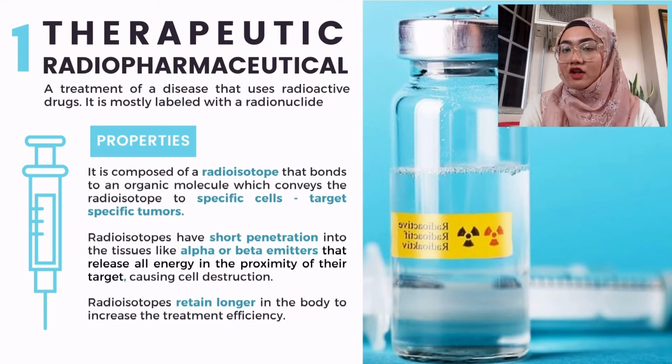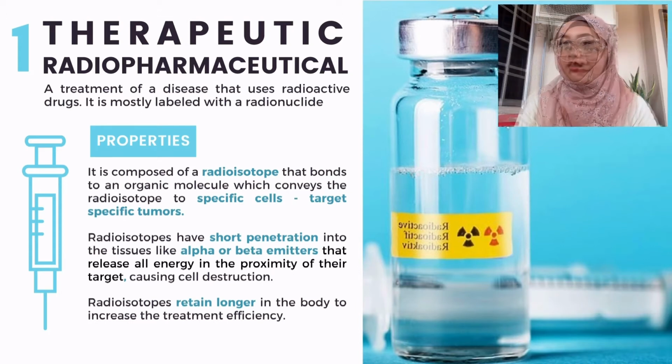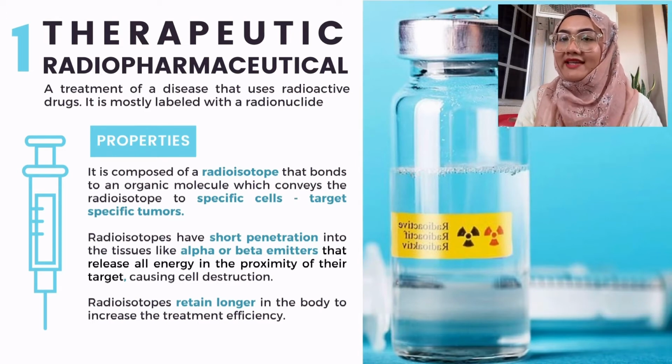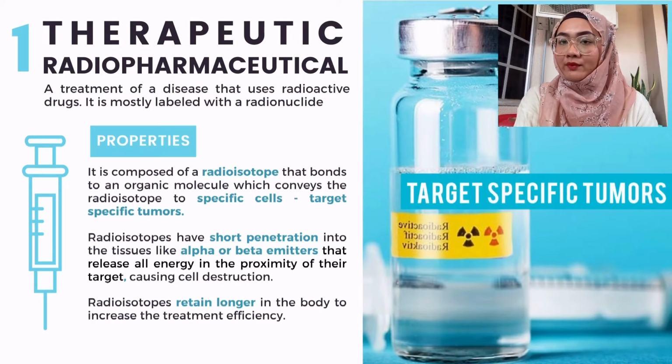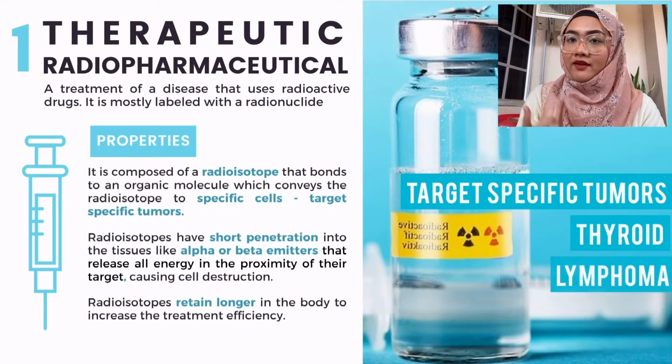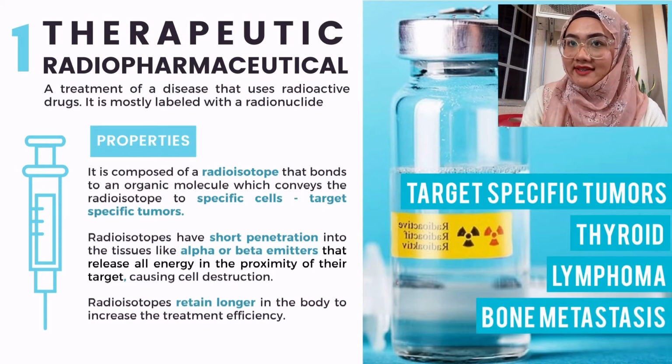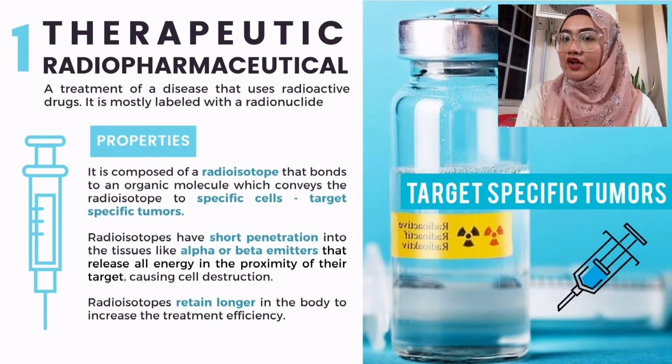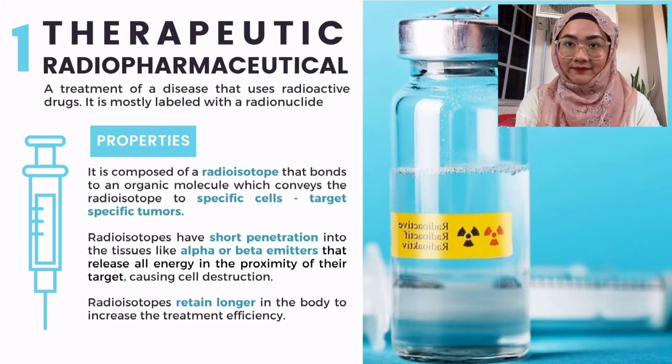The properties of therapeutic radiopharmaceutical are listed as given. The first one is that it is composed of a radioisotope that bonds to an organic molecule which conveys the radioisotope to specific cells. This is very beneficial as they can target specific tumors such as thyroid, lymphomas, or bone metastasis by administering the radioactive substances to the patient.